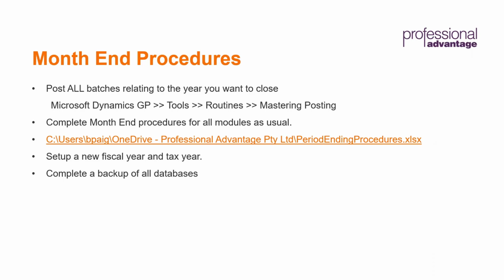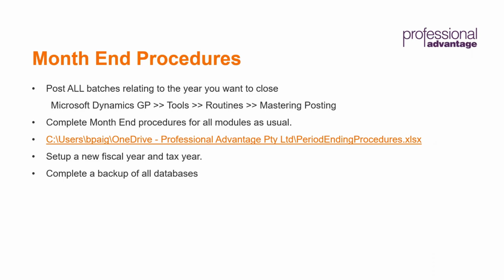It is important to remember that the standard month-end processes should continue as they always have. In that regard, you need to make sure that all your batches are posted throughout the Dynamics GP system. Now, I've given you a path here. So you would go to Microsoft Dynamics GP, Tools, Routines, and Master Posting. Inside there, you'll be able to validate any of the outstanding batches that need to be posted for the current period. The next step that we generally do is run our typical month-end procedures.